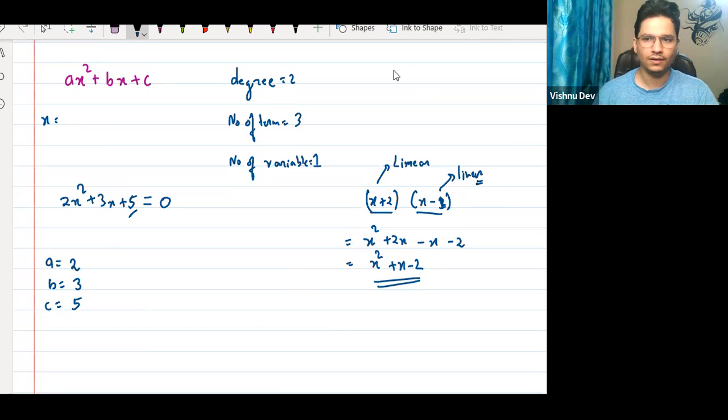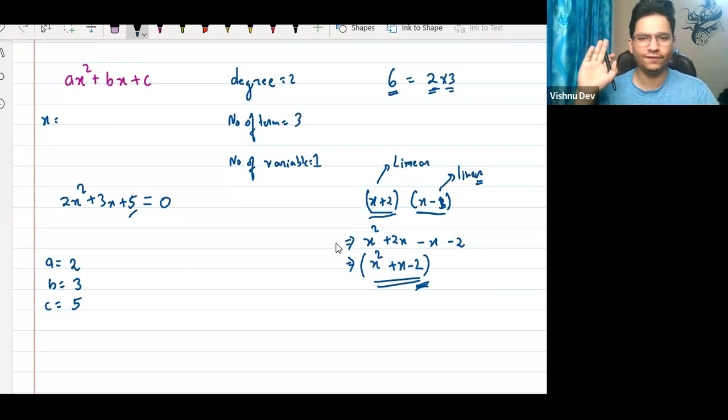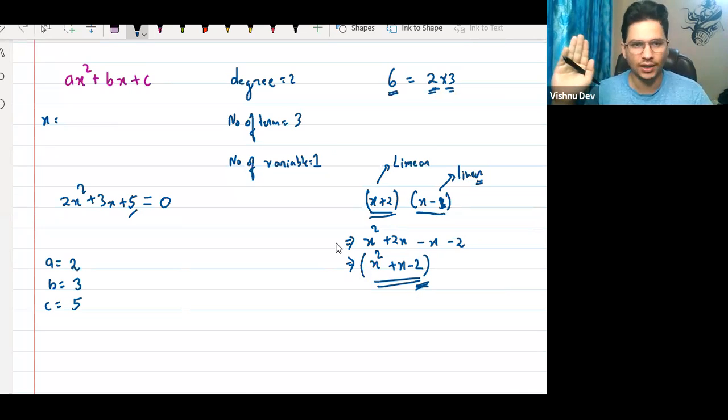In the same way, I can say 6 is equal to 2 into 3. So 6 is the multiple of 2 and 3, and 2 and 3 are the factors, right? In the same way, x plus 2 and x minus 1 are the factors of this expression. Got it? So that is why we have to know the concept of factorization. What is factorization? It is the reverse of multiplication. I guess everyone knows this, right?